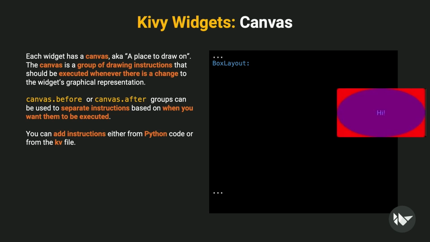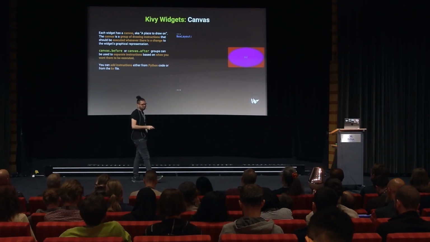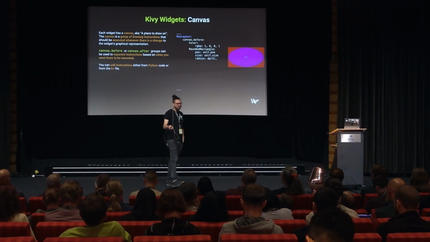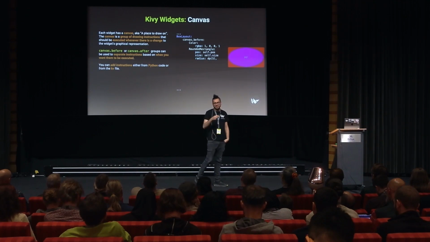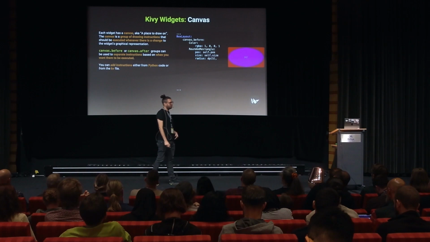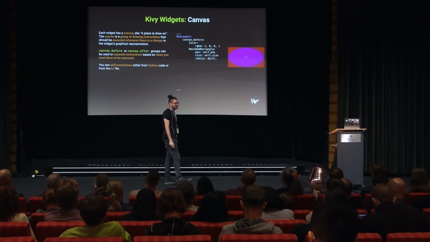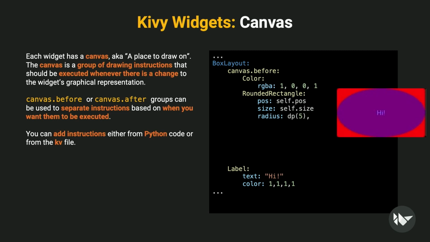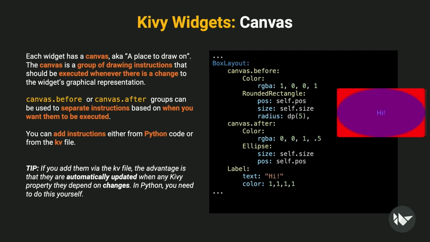So how can we do that? How can we have a red rounded rectangle with a label on top of it, and on top of it, again, a blue ellipse? Well, we are using a box layout, which is empty, and then we are placing with canvas.before a red rounded rectangle. We are setting the red color, and then we are creating a rounded rectangle. Then we are placing a label on top of it, which says hi, and we are setting the color to white. And on top of that, we are placing an ellipse. So we are setting the color to blue with half the alpha value, so we can see the previous layer, and then we are creating an ellipse.